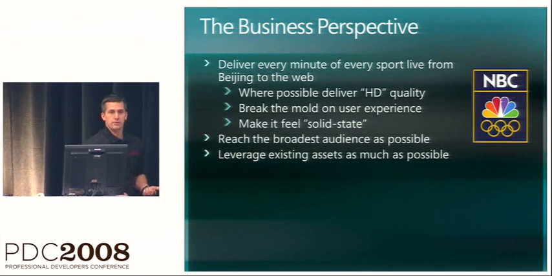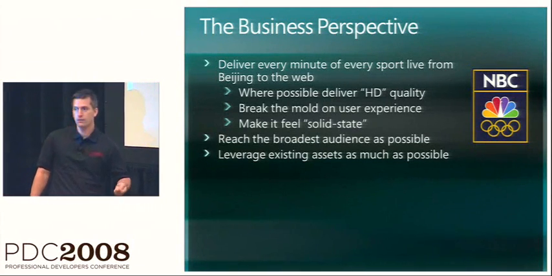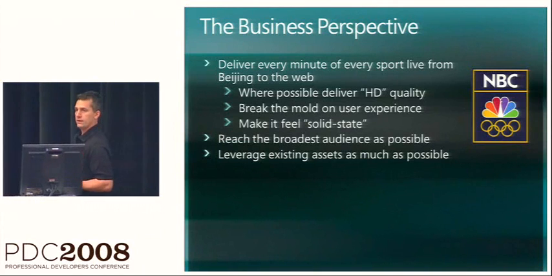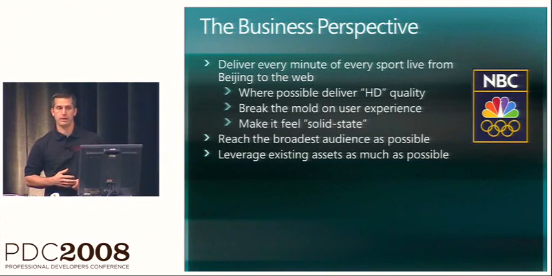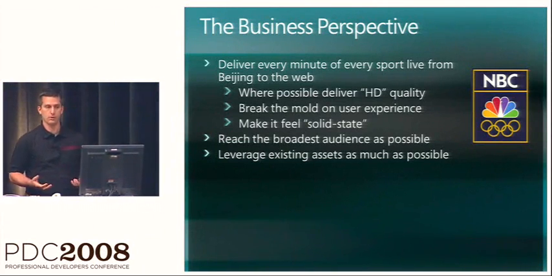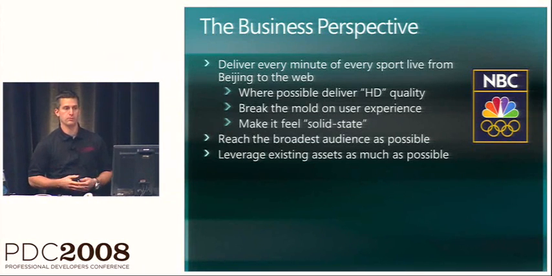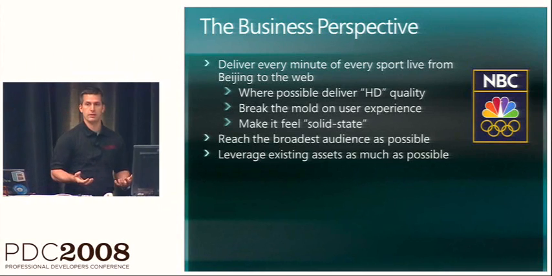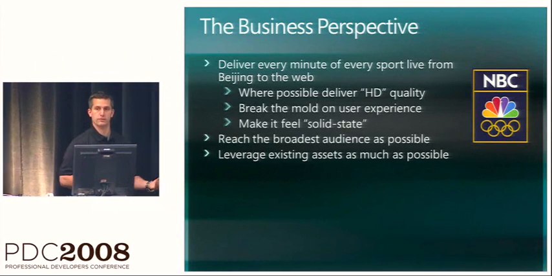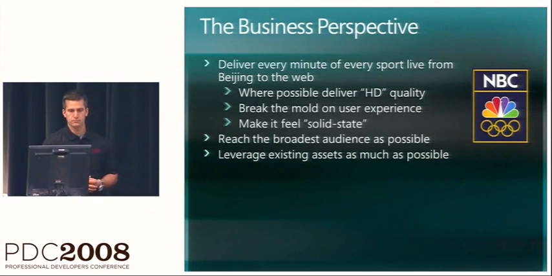The other things they wanted to do was make it look HD quality. So anyone can do YouTube quality video today with the infrastructure and bandwidth that's out there. But they wanted HD quality. They wanted to be able to compete with other folks that are in the sports broadcast business. Not to mention they can deliver HD on the television. Why can't we deliver it on the web?